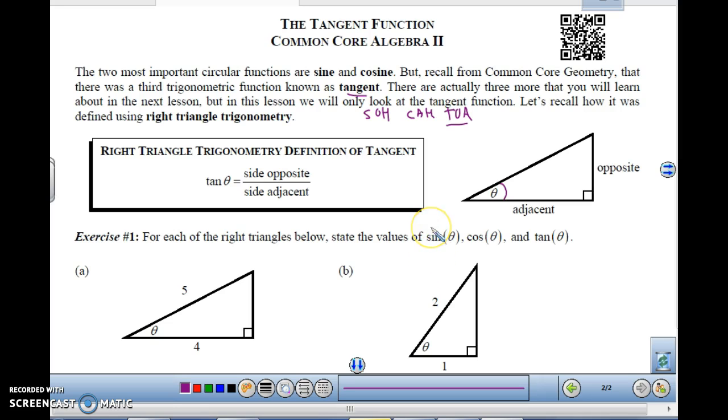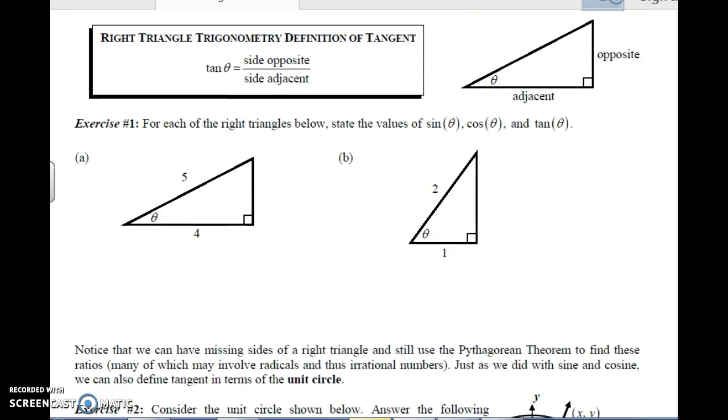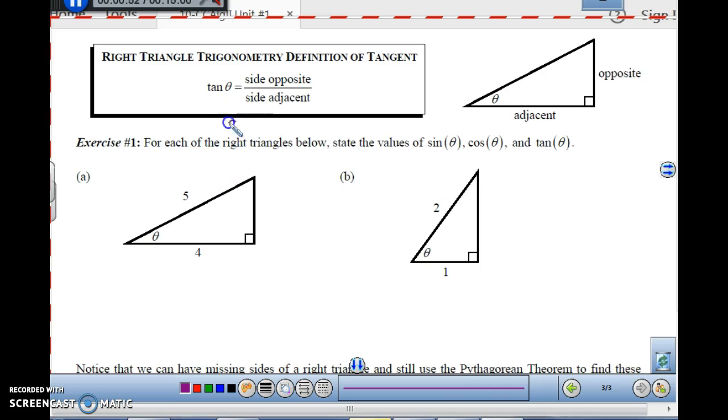All right, so now that we know, or recall, SOHCAHTOA, let's see if we can figure out the values of sine theta, cosine theta, and tangent theta. All right, so from SOHCAHTOA, we remember that sine is opposite over hypotenuse. So if I'm at theta right here, the problem is, do we know what opposite is? Well, we can find it.